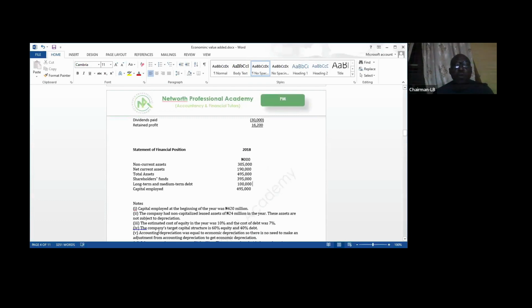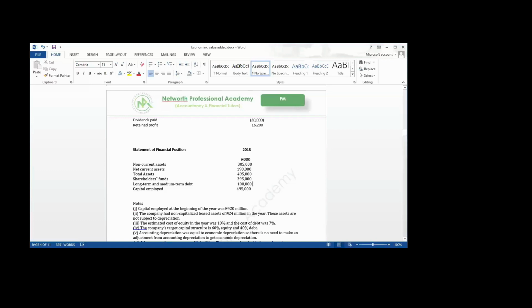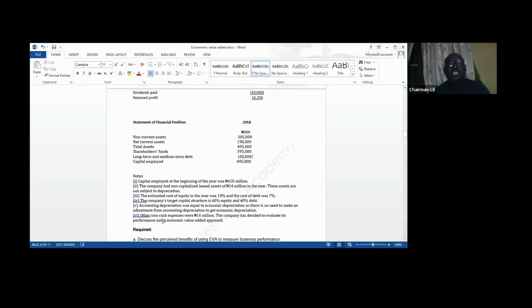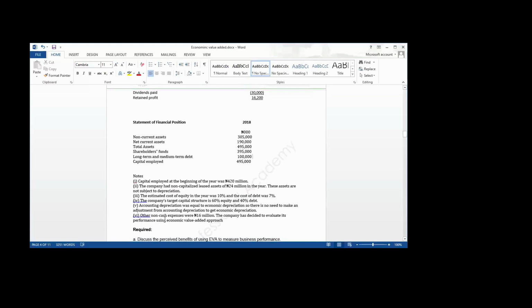Note number 4, our target capital structure will not affect our work. Note number 5, accounting depreciation equals economic depreciation. This is of no use to us because what we are adding is equal to what we are deducting. Is that clear, please? Yes, sir. Then the last note, non-cash expense. We have taken all the adjustments.